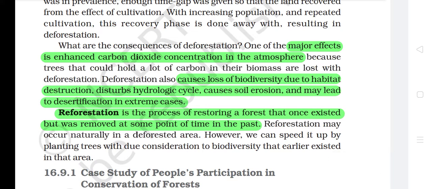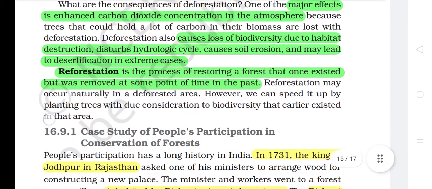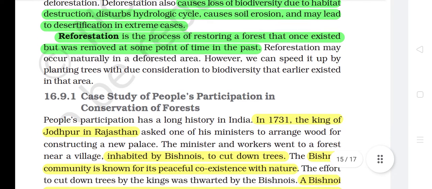One of the major effects is enhanced carbon dioxide concentration in the atmosphere, because trees that could hold a lot of carbon in their biomass are lost with deforestation. Deforestation also causes loss of biodiversity due to habitat destruction, disturbs the hydrologic cycle, causes soil erosion, and may lead to desertification in extreme cases. Reforestation is the process of restoring a forest that once existed but was removed at some point of time in the past.